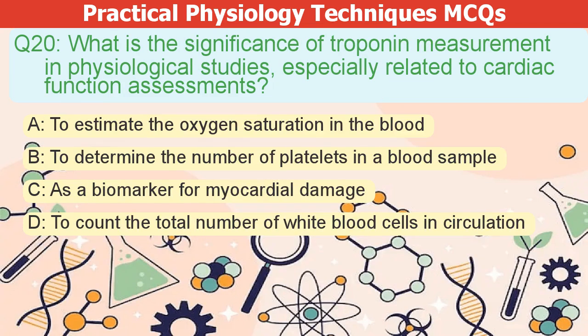What is the significance of troponin measurement in physiological studies, especially related to cardiac function assessments? A. To estimate the oxygen saturation in the blood. B. To determine the number of platelets in a blood sample. C. As a biomarker for myocardial damage. D. To count the total number of white blood cells in circulation.